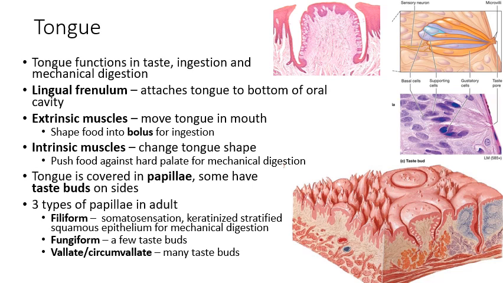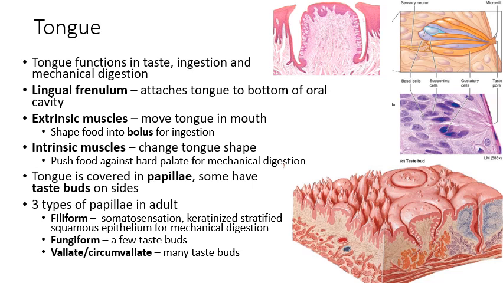You have two types of muscles in the tongue. It's basically mostly composed of muscle. You have the extrinsic muscles and the intrinsic. The extrinsic muscles move the tongue around, and the intrinsic muscles will change the shape of the tongue. The main function of the extrinsic muscles is to help you shape your food for better ingestion, basically making it into a ball called a bolus that then is easy to swallow. Then the intrinsic muscles that change the shape of the tongue allow you to push the food up against the hard palate, which kind of helps break it up for mechanical digestion.